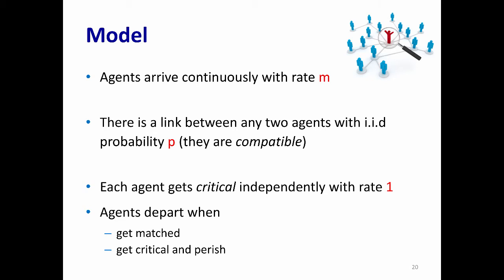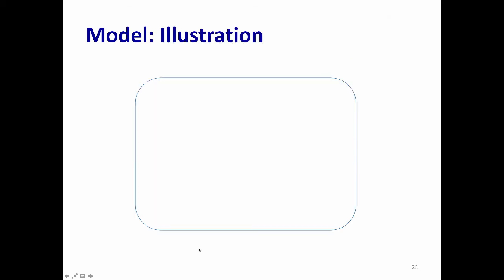But for now, let's stick to this assumption. Agents become critical, the planner observes, and that's the last point in time that the planner can match them. Now, agents depart naturally in one of the following two ways. Either they get matched, or they get critical and perish.